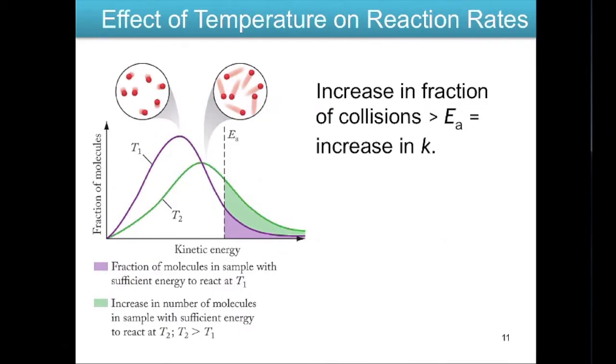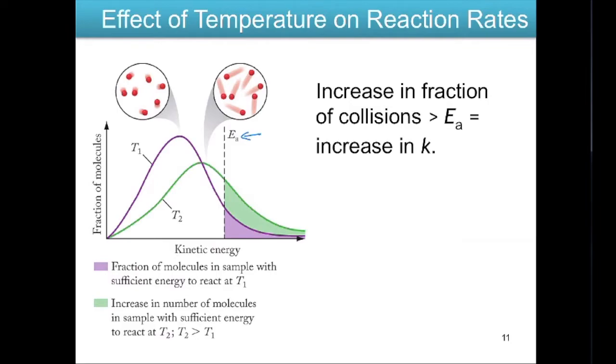So I want to show you what a graphical representation of temperature and kinetic energy would look like. We have two graphs here, a purple line and a green line. The purple line represents a reaction at a low temperature, whereas the green line represents a reaction at a higher temperature. Now, as you can see, we also have on this graph an activation energy. This dotted line is showing us how much energy is required for a reaction to occur.